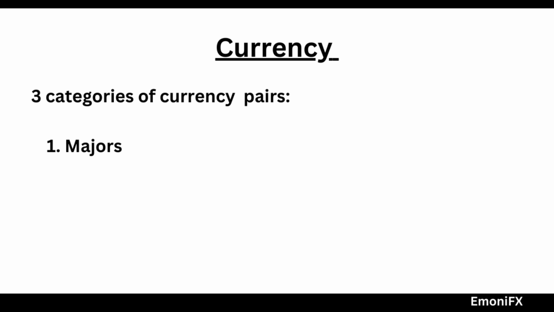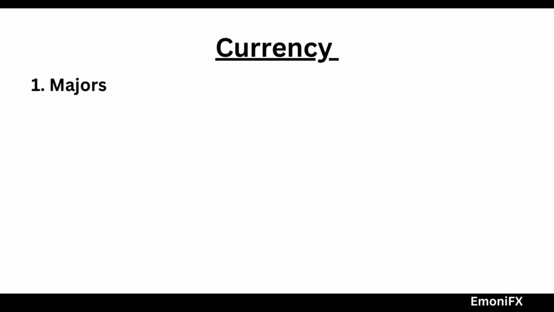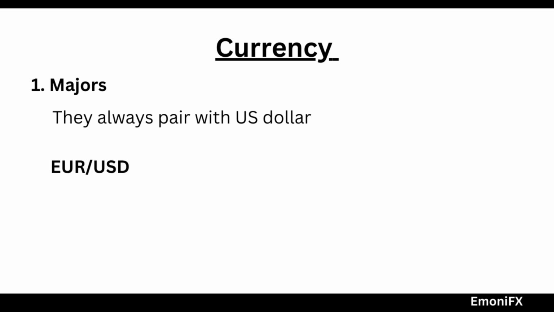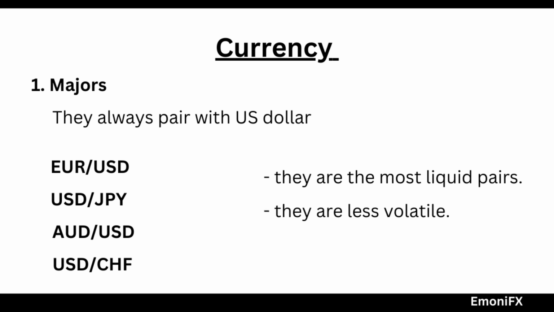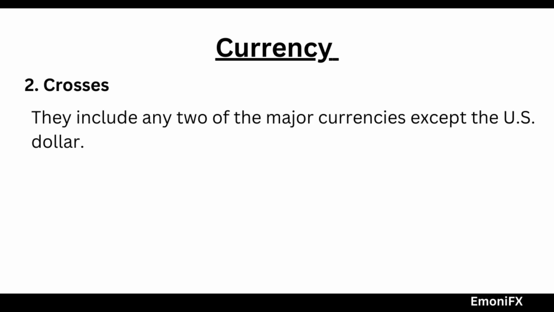Now, we have three categories of currency pairs. We have the majors, we have the crosses, and the exotics. So basically, the major currency pairs always include the US dollar. For example, we have the EUR/USD, we have the USD/JPY, we have the Aussie dollar, and we have the USD/Swiss franc. The majors are the most liquid pairs in the world, meaning they have more trading volume than the crosses and the exotics, and they are less exposed to high volatility, which simply means they are very stable to trade.